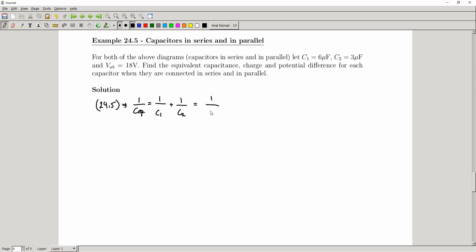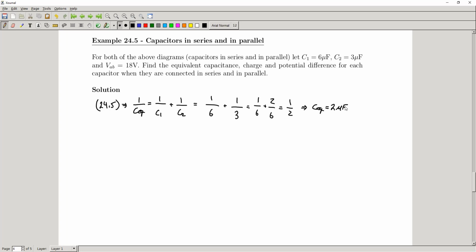We're going to have 1 over 6, and these are all in microfarads, but I won't put in the units, and we're going to have 1 over 3 for the second one. This is going to be equal to 1 over 6 plus 2 over 6, which is equal to 3 over 6, which is equal to 1 over 2. And this tells us that CEQ is equal to 2 microfarads.